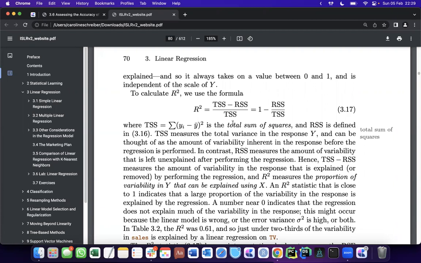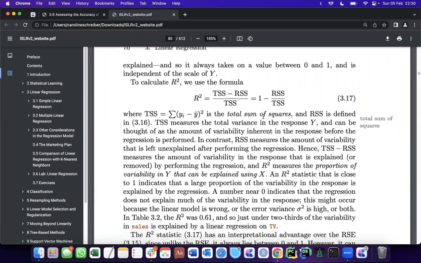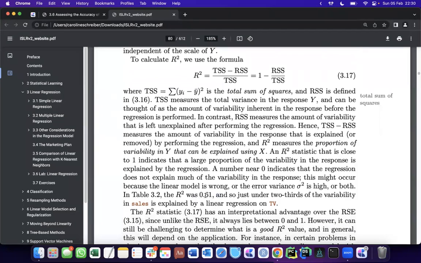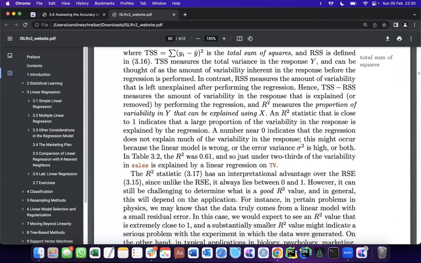So that can be maybe a better metric for assessing the accuracy of our model. Because we're on that 0 to 1 scale, we can see, for example, in this particular example, our R squared was about 0.6, so just under 2/3 of the variability is explained by a linear regression. But again, it's context dependent whether that is a good R squared number or not.